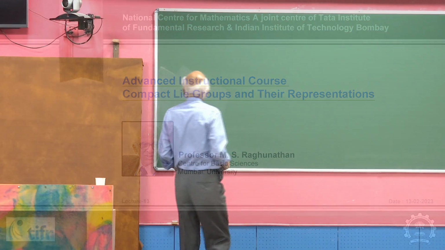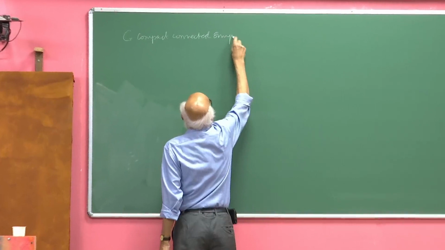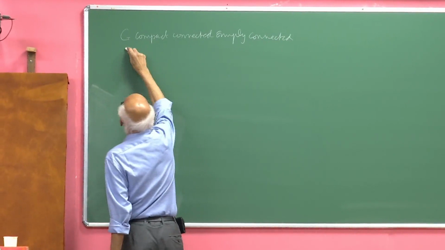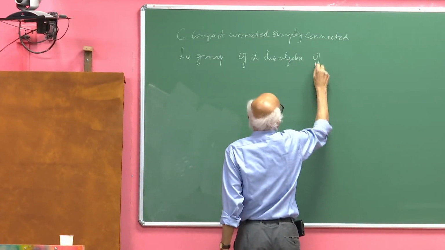So let me set up: G is a compact, connected, simply connected group. Its Lie algebra is the real Lie algebra, and G_C is G tensor C.